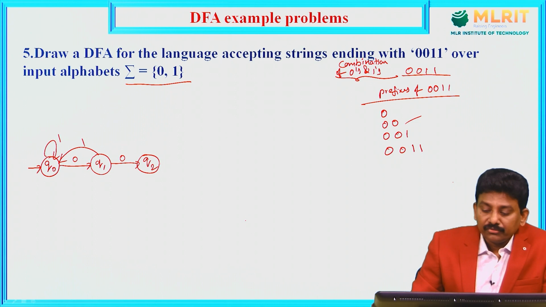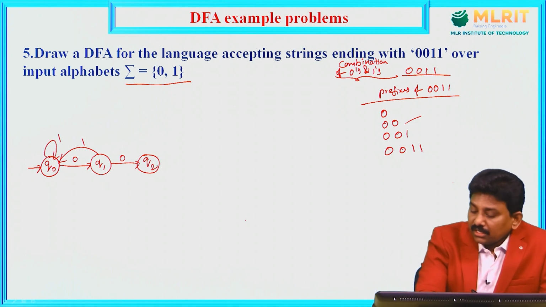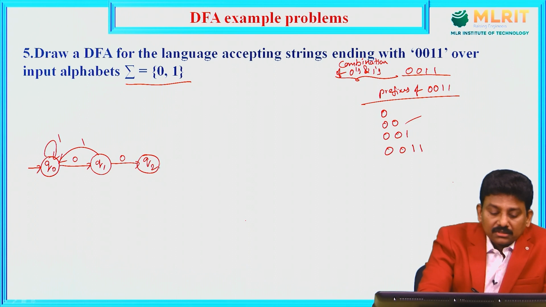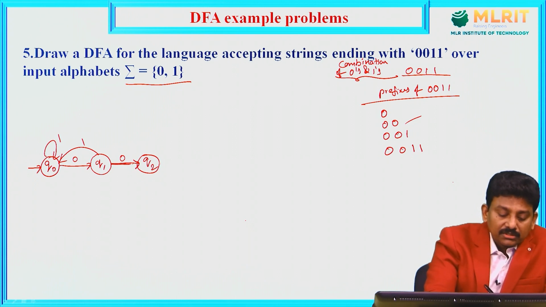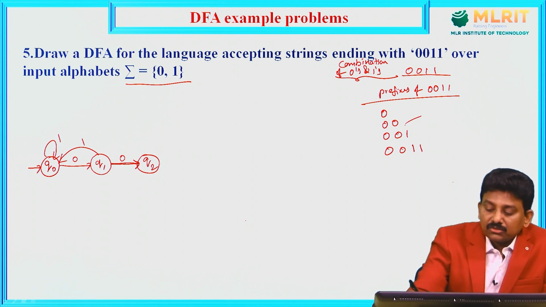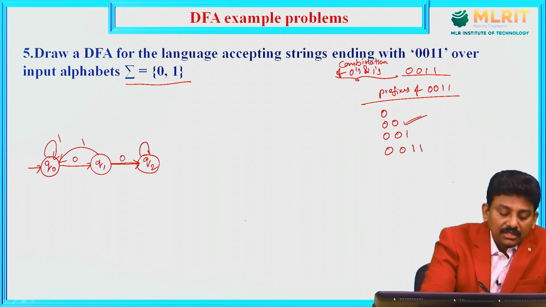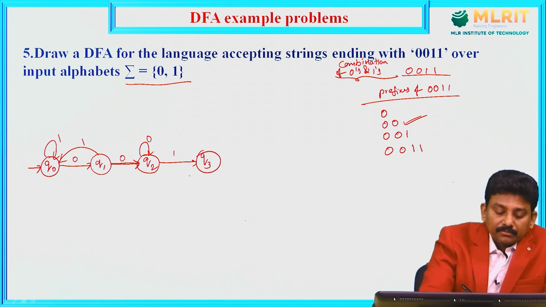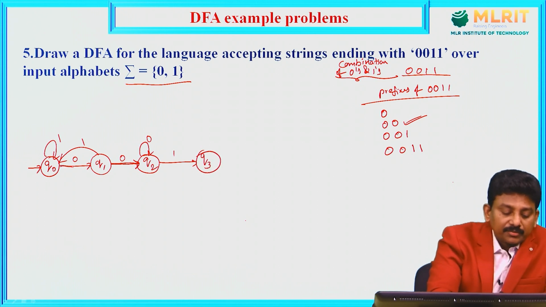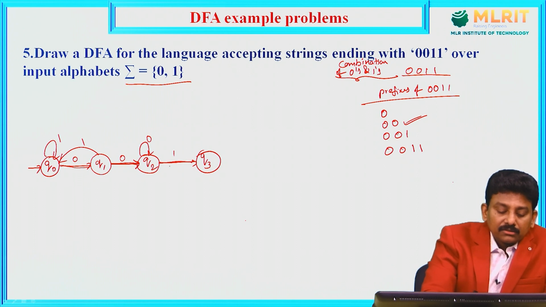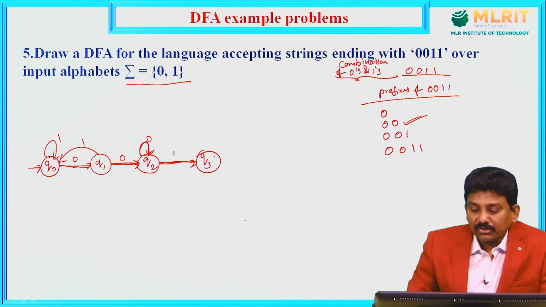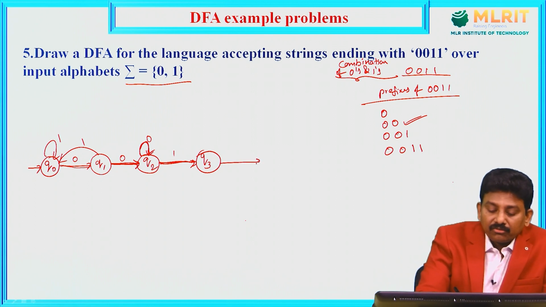In Q2, if you read 0, stay in the same state. The previous symbol is 0 and the current symbol is 0, that is 0 0, which is a prefix of 0 0 1 1, so stay in the same state. If you read 1 in Q2, I can go to Q3, because the last 3 symbols are either this path 0 0 1 or this path 0 0 0 1. So in Q3 we have seen 0 0 1. In Q3, if you see one more 1, I can go to the final state Q4.